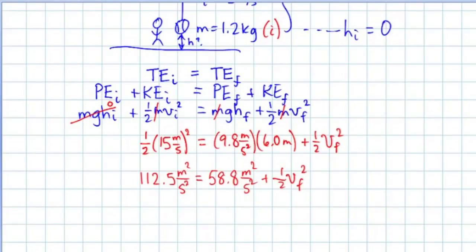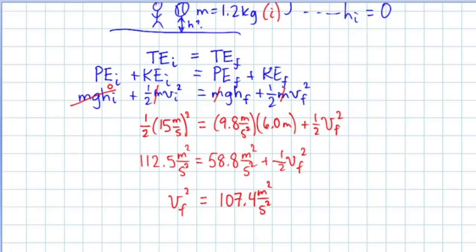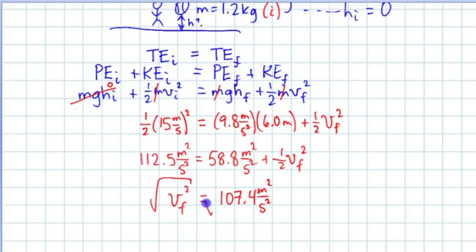So we do a little bit of math, and what we get is that v final squared is equal to 107.4 meters squared per second squared. Take the square root of each side, and we get a final answer of about 10.4 meters per second.